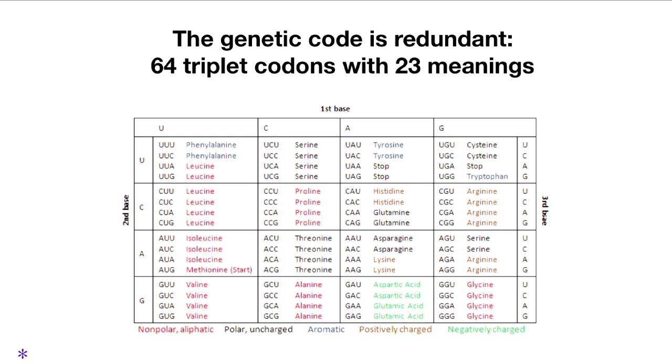And these are color-coded so that you can see which are nonpolar, which are polar, which are positively charged, which are negatively charged, and so forth. So, for example, it might be that substituting a histidine for an arginine might not make much difference to the function of a protein enzyme because they both have the same positive charge.